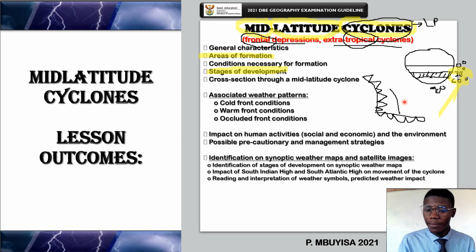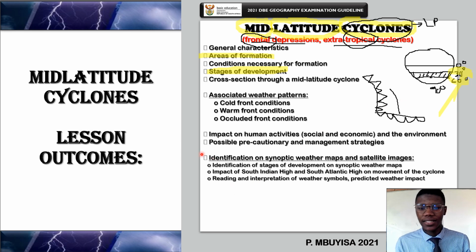So remember, with the impact on human activities, we look at social and economic activities, and we also think about the effect of mid-latitude cyclones on the environment. And since these effects may be good and bad, we ask ourselves, how do we counter the bad effects? So we look at possible precautionary and management strategies for these systems. So we think about that.